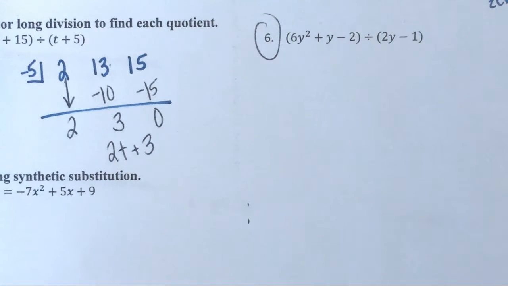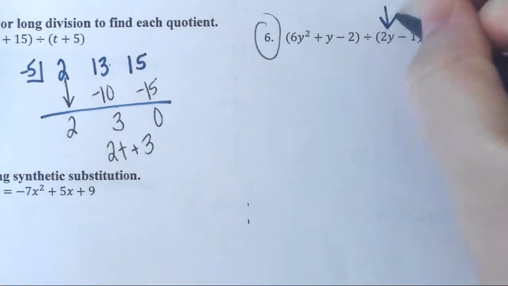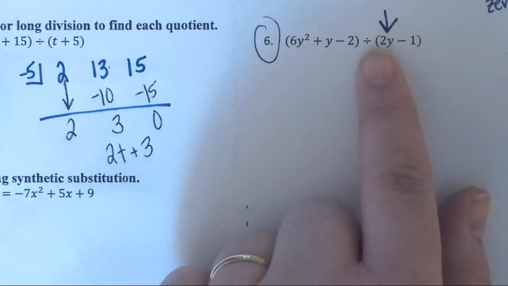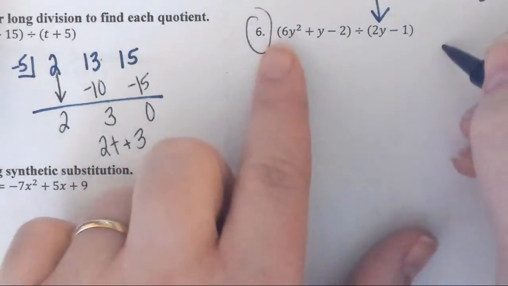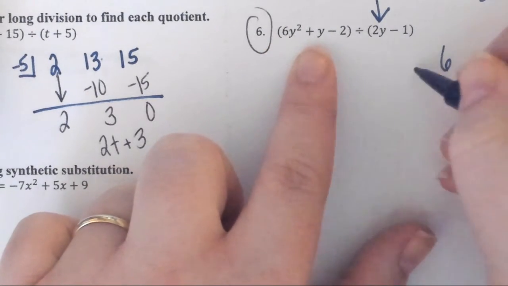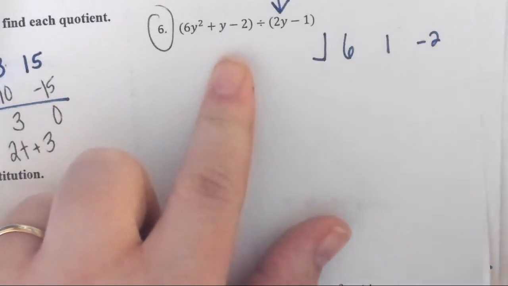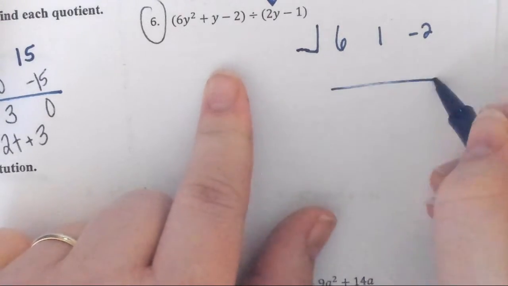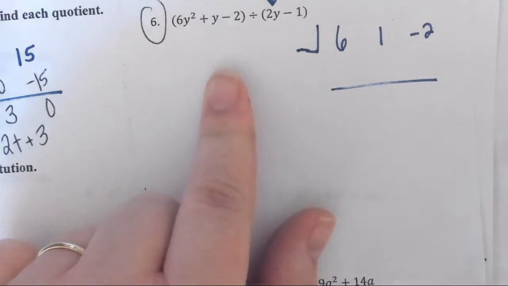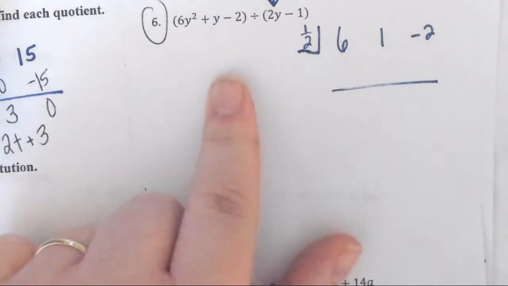Okay. Number 6. I could use synthetic. Why do I not want to use synthetic? Because the 2y. I don't like synthetic because of the 2y, which is why Steph's group gets a point. I don't like when there's a leading coefficient, not a 1, to use synthetic. If you want to, you can. You could do the 6, the 1, the -2. What number would you have to put in the little house there? Yes, 6, you get your point. You'd have to put in 1/2. And that's why I don't want to do it.